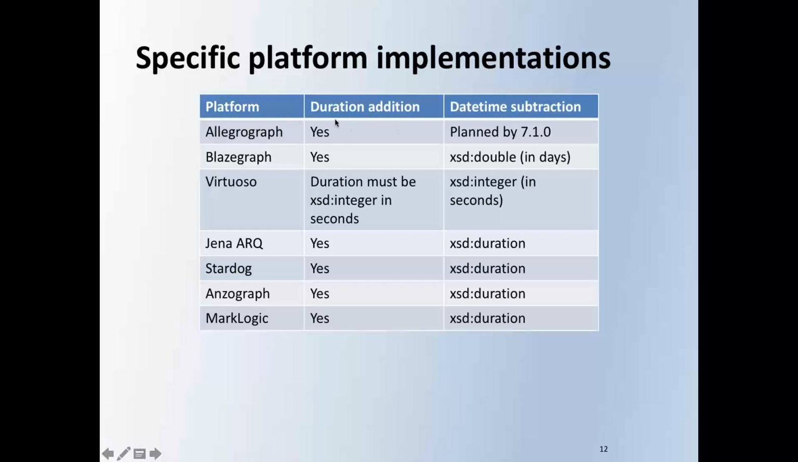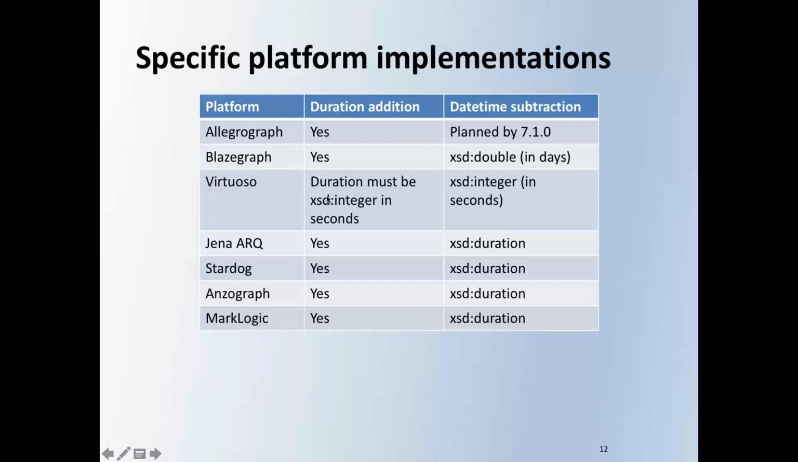So there's some things you can do, some things you can't yet do in Allegro Graph. Allegro Graph does support adding a duration to a datetime. If you subtract one datetime from another, you don't actually get a duration, the duration between them. You get an XSD double that's the number of days between those two datetimes. So slightly different there.